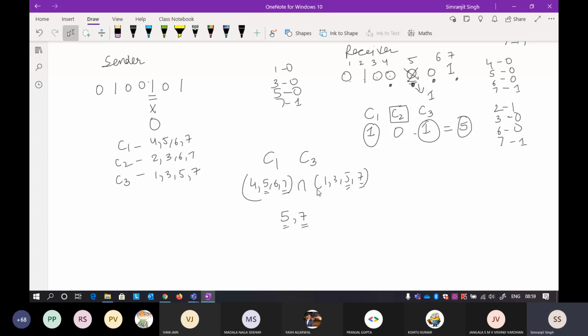Because C2 says there is no error, I can subtract it from C2 to figure out where the error is. What is C2 here? C2 is 2, 3, 6, 7. Again, this is a set difference. You can easily figure it out. If there is A minus B, you cancel the common elements and whatever is left is your answer. Elements of A which are not in B.